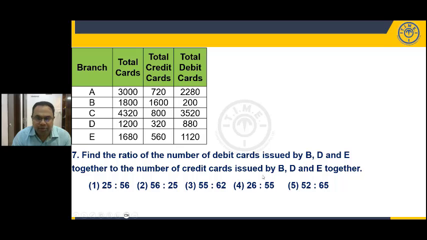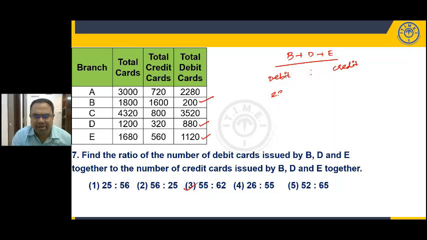55 is to 62. That should be your answer. I'm stopping the watch, right? Now, find the ratio of number of debit cards issued by B, D, E. We want the ratio of debit cards to credit cards. 200, 8, 80, 11, 20. So if you add, this is 900, 2200.